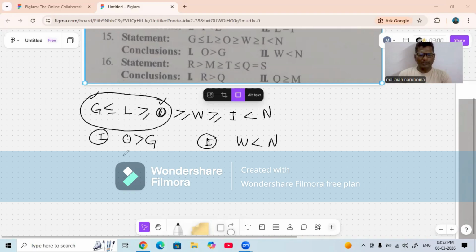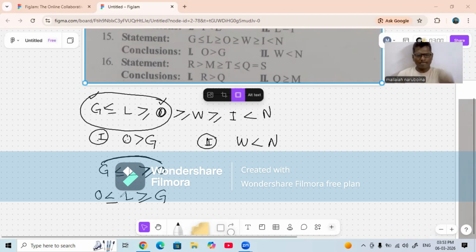I am writing this one. G less than or equal to L, greater than or equal to O. I want to change the order. First I wrote G, O. I want O, G. So first we write O. This less than or equal to becomes greater than or equal to L, and this less than or equal to becomes greater than or equal to G. See here G first, O next. Now in the conclusion we are given O to G, right? O first, G next. So we arrange it O, G.